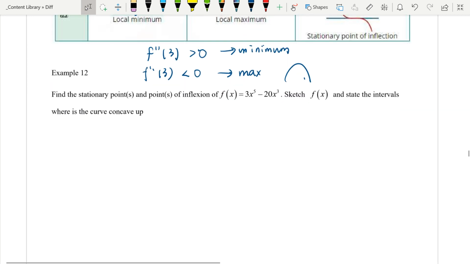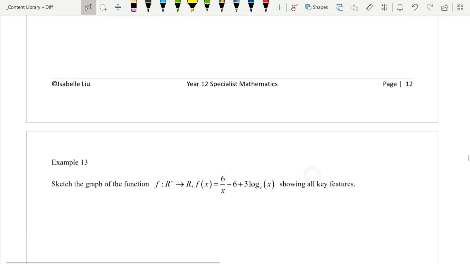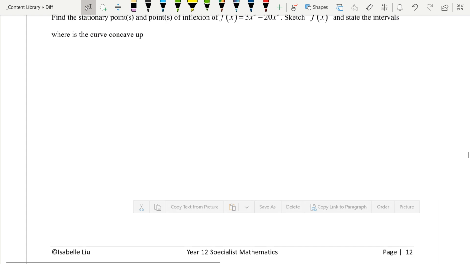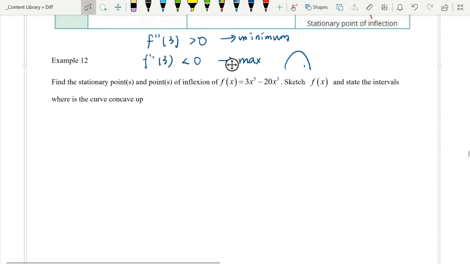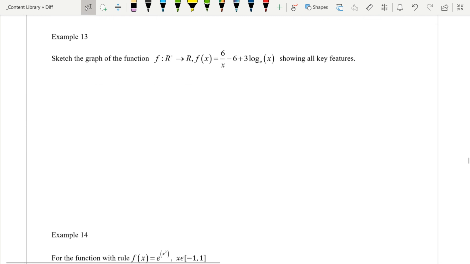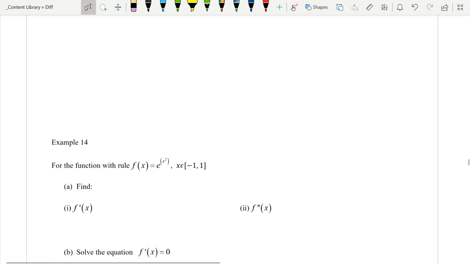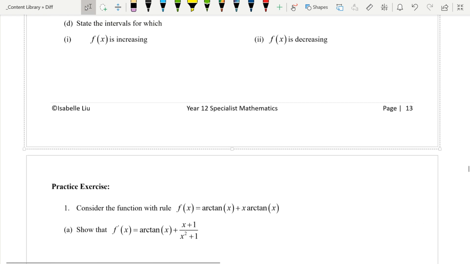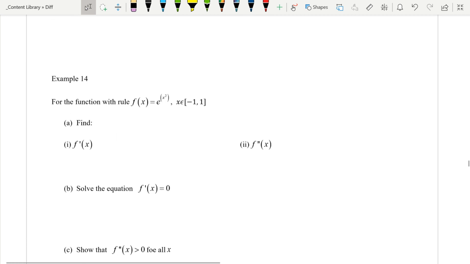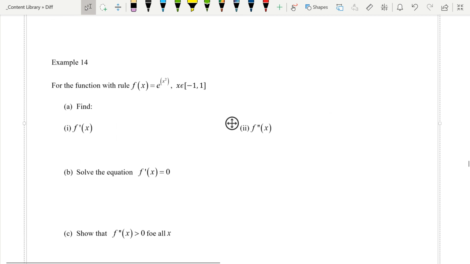All right, everyone. Example 12 is exactly the same thing, you can do that by yourself later. If you go to page 13, let's look at example 14.